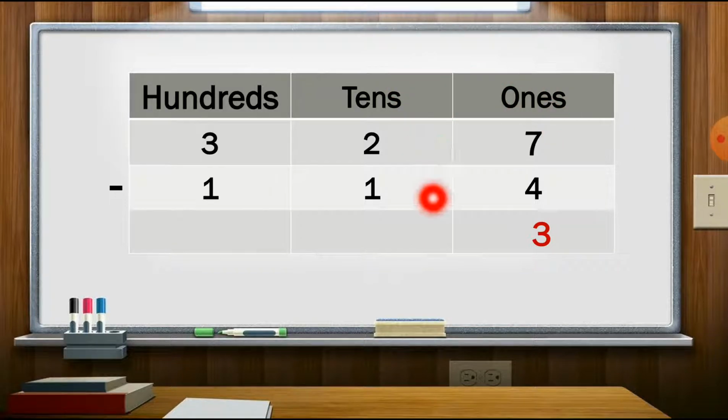Let's move to the tens column, which is 2 minus 1. So 2 minus 1 is equal to 1. Then the hundreds column, 3 minus 1. So 3 minus 1 is equal to 2. So this is a very easy and simple sum, students. The answer is 213, and you also have to write down these sums with me, so you will understand this better.